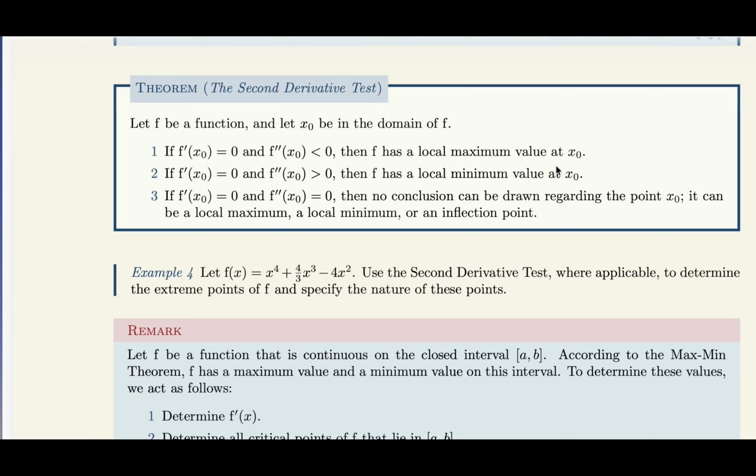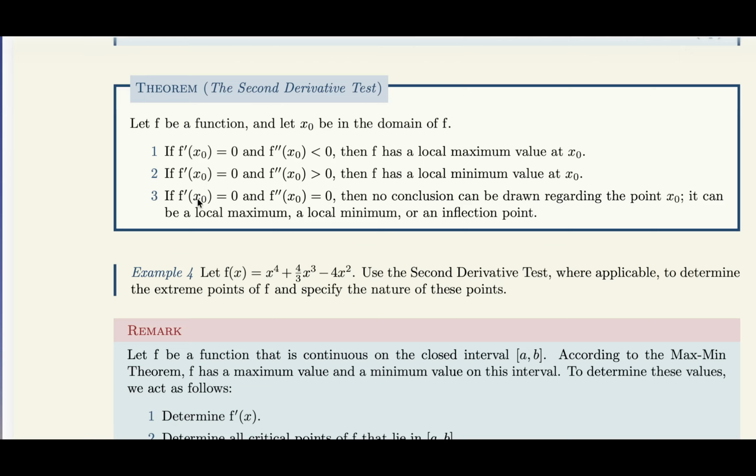So the first derivative is 0, it means it's the critical point, but the second derivative calculated at x naught is negative. Negative means local max. Number 2, if the first derivative is 0, it means that I have a critical point, and then the second derivative is positive, then you can draw the conclusion that that point is a local minimum.